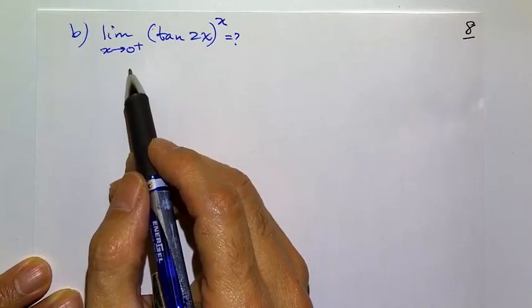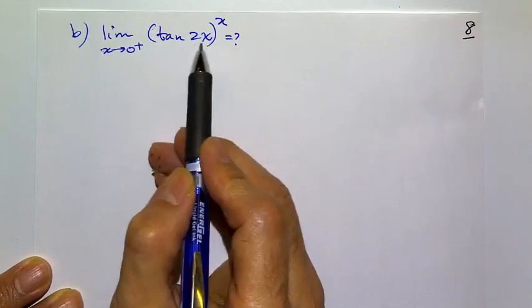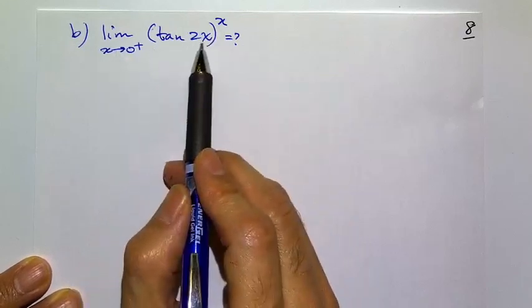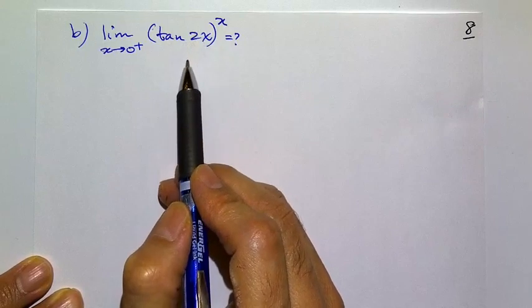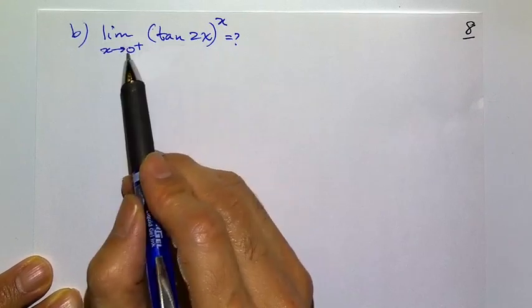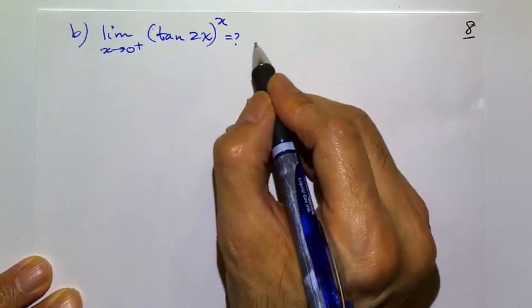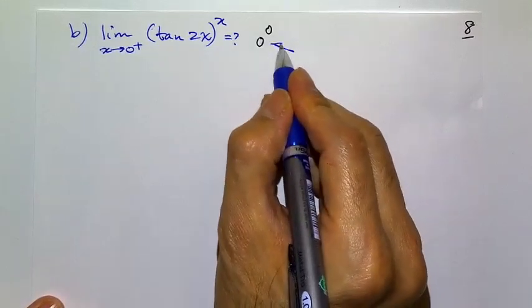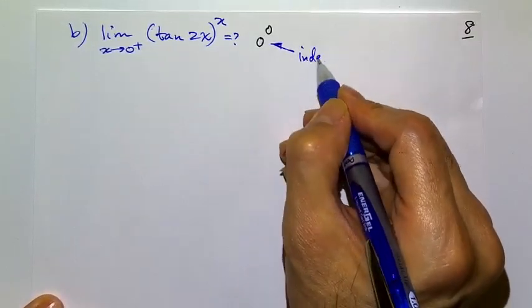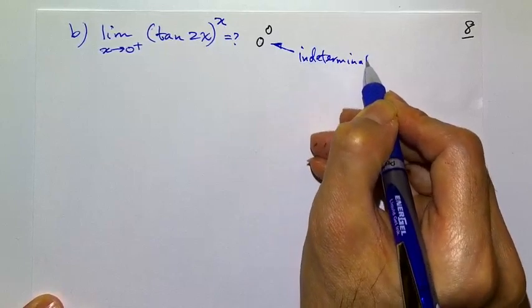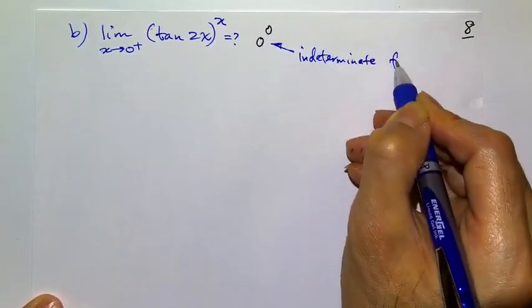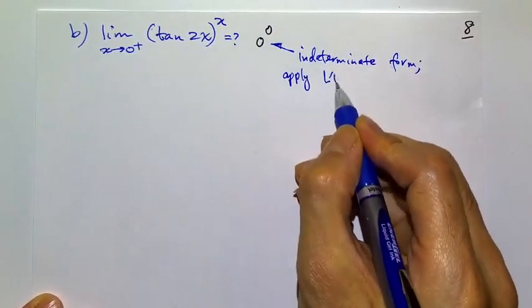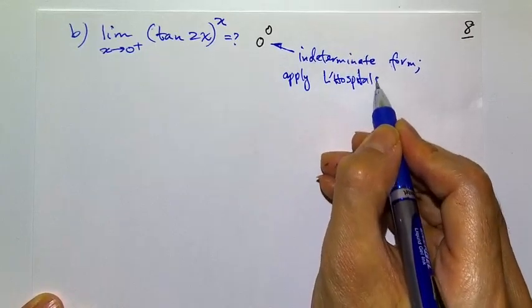So if we apply the limit to this, and we remember that tangent of 2x is equal to sine of 2x over cosine of 2x, right? So if we apply this to that, we're going to get 0 over 0, which is an indeterminate form. So this is an indeterminate form. Apply L'Hopital's rule.